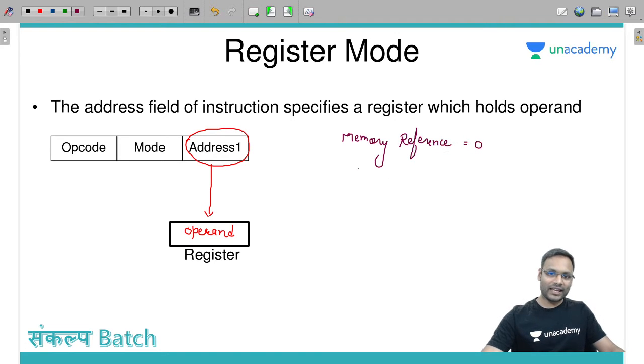0. Is there any register reference here for operand access? Only operand access I am talking about, okay? Is there a register reference for operand access? Yes.